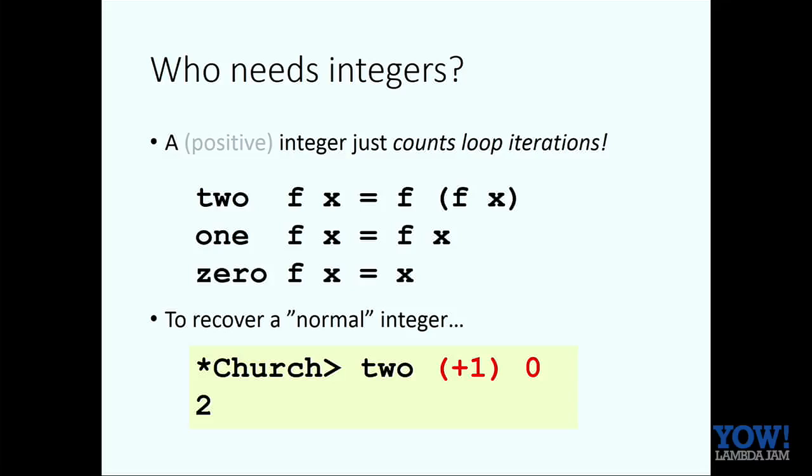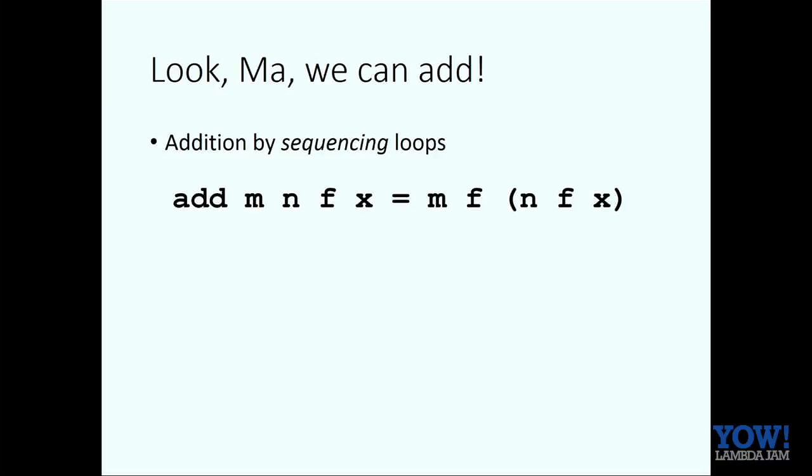Well, is this just a trick? What if I want to do arithmetic on these things? Can I do that? Look, we can add together these functions just by sequencing loops. How do you execute a loop body m plus n times? Simple. First you execute it m times, then you execute it n times. That's what this does. We're taking the loop body f. First I'm executing it n times, and then m times on the result.